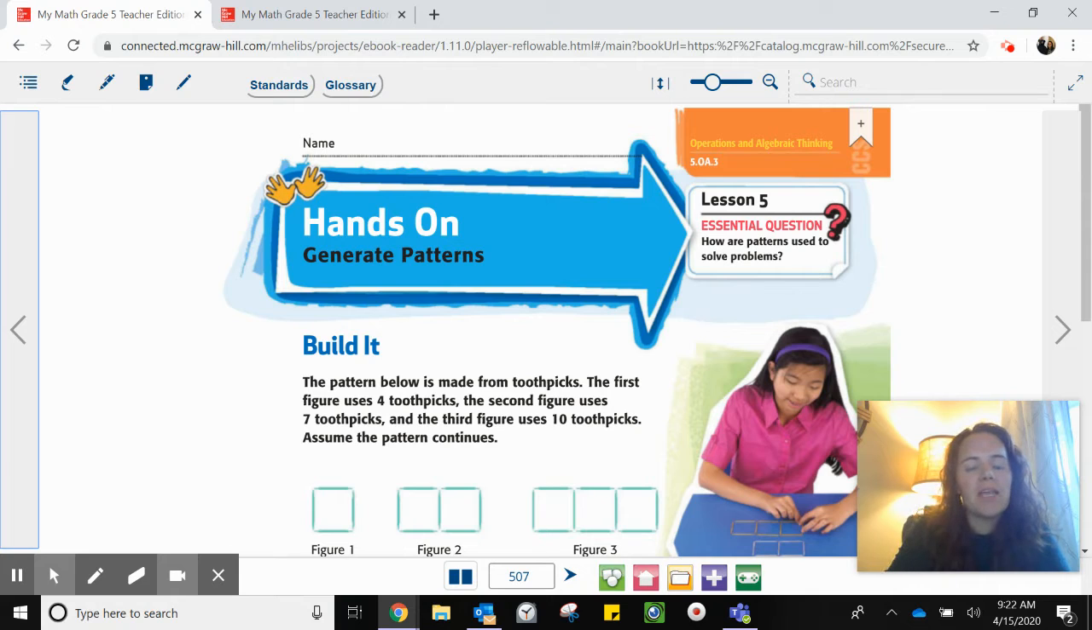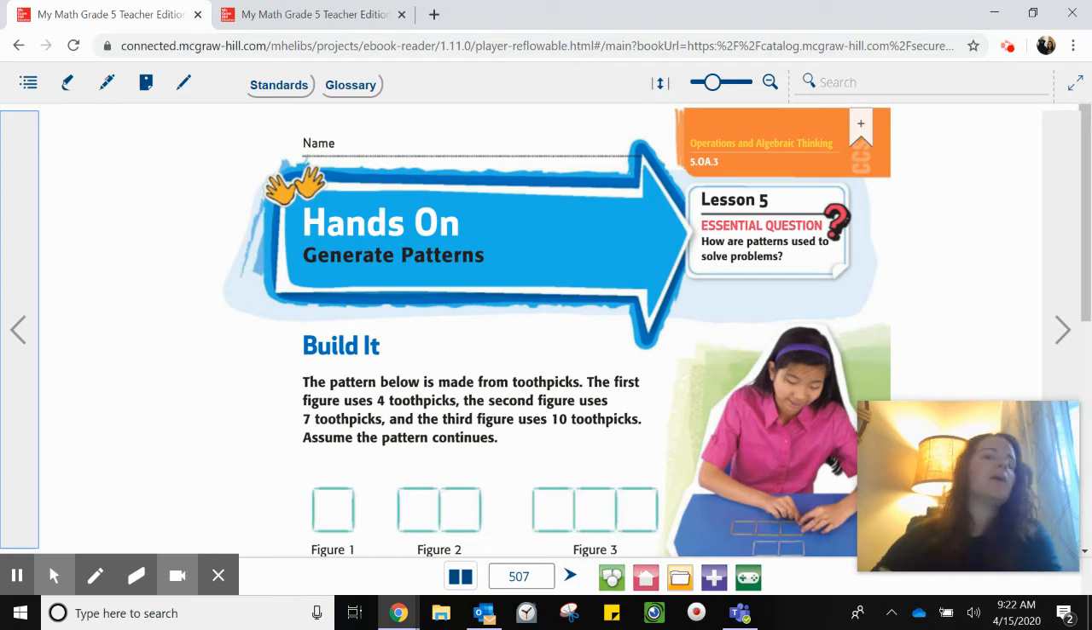Now, patterns is something that you have been doing for quite a while now. You've been exploring patterns since probably even pre-K, kindergarten. So we're really just going to build on that a little bit. This whole unit is really focused on the coordinate plane and graphing points and graphing patterns. So we have to make sure that we understand patterns, that we understand determining a rule, that we understand figuring out what's happening in a pattern before we can start graphing them.